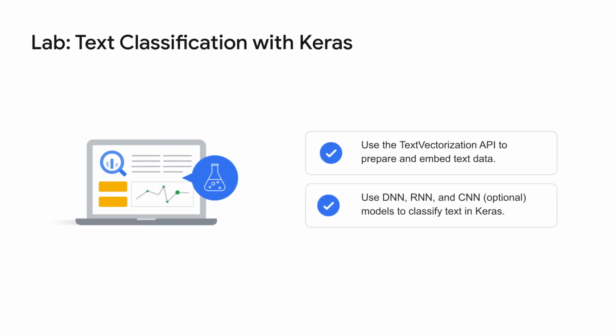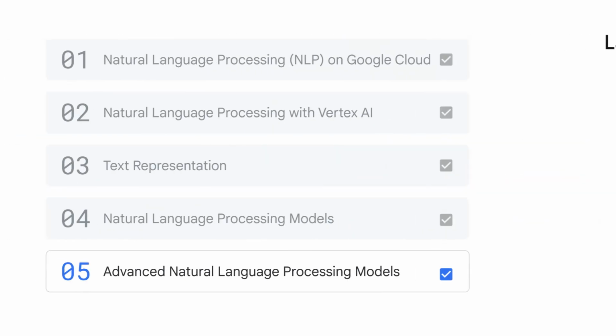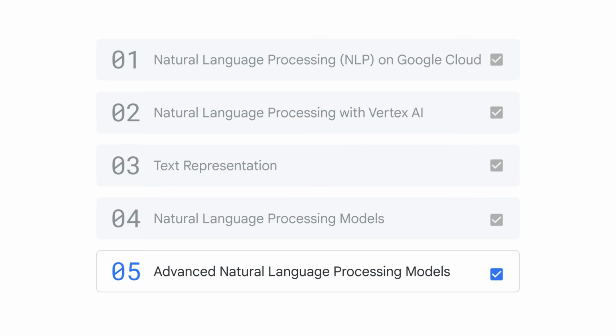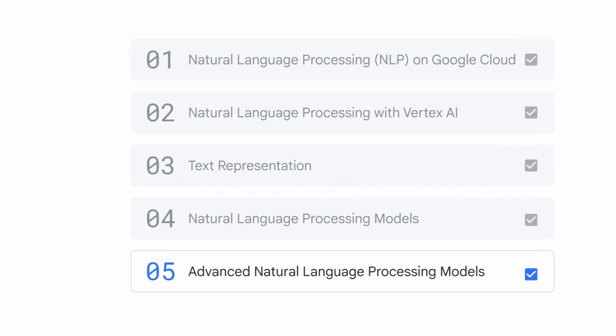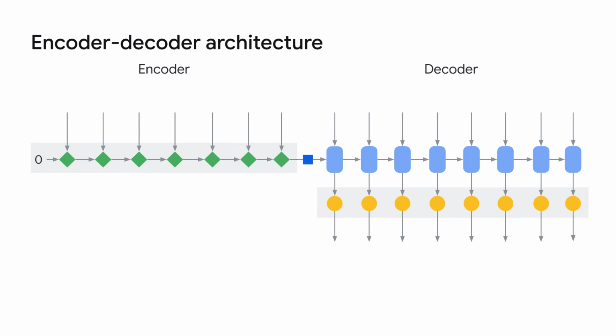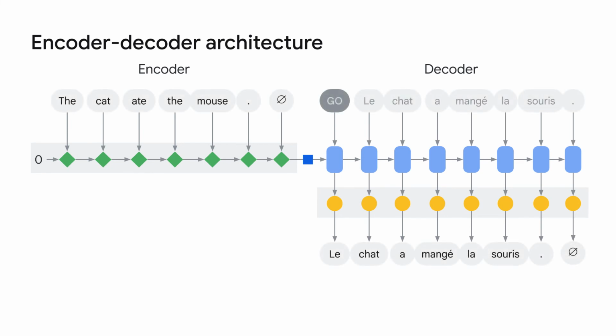In the hands-on lab, you use Keras to build different neural networks, including DNN, RNN, and CNN. After learning the commonly used NLP models, you finally proceeded to the advanced NLP models, where you learned about the state-of-the-art NLP technologies developed by Google. You started with a popular sequence-to-sequence architecture called encoder-decoder. This model receives a sentence, a sequence of words, as input and outputs the translated sentence word by word.